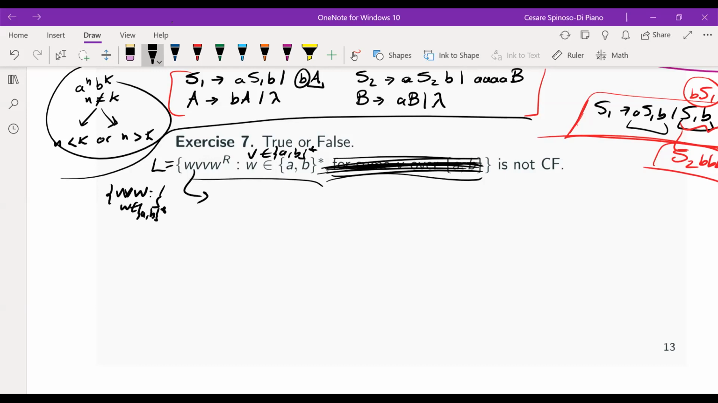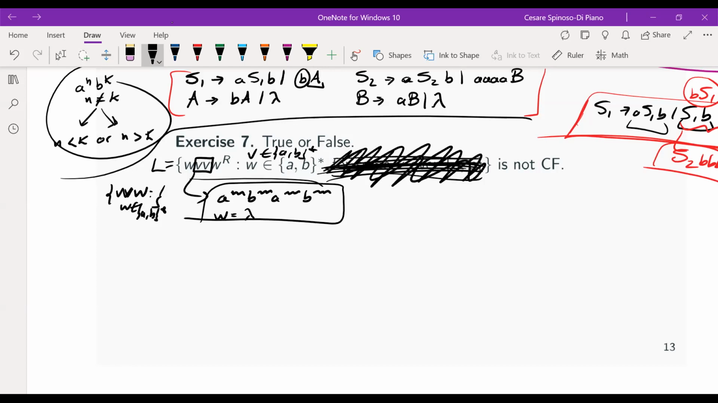So what you could do is you could use exactly the same string for pumping up or down. You could use A^m B^m A^m B^m. So what's happening here is you're just utilizing this portion, and essentially you're just setting W to lambda, okay? So this would be a way to show that if this isn't here, it would be a way of showing that this is not context-free.